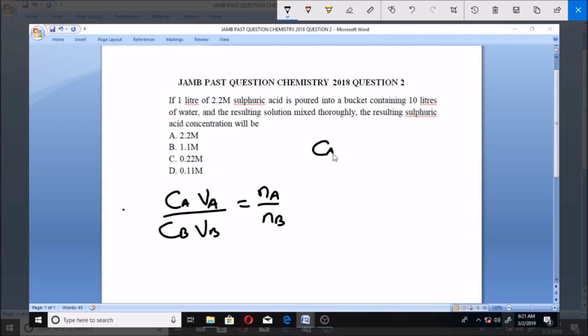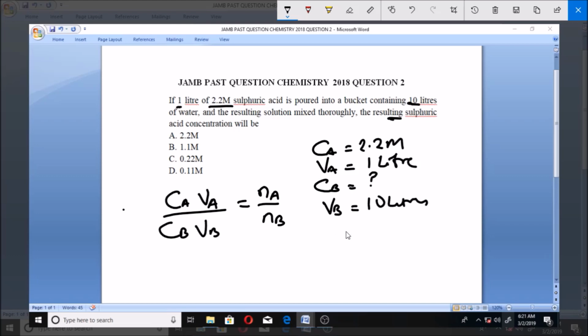Now, what is our Ca in this case? Ca is the concentration of the sulfuric acid and it's given as 2.2 molar. What is Va? We are taking the acid as A, so the volume of the acid is 1 liter. What is Cb, the resulting concentration when it is thoroughly mixed? We don't actually know. Vb is the volume of the water, which we are given as 10 liters.